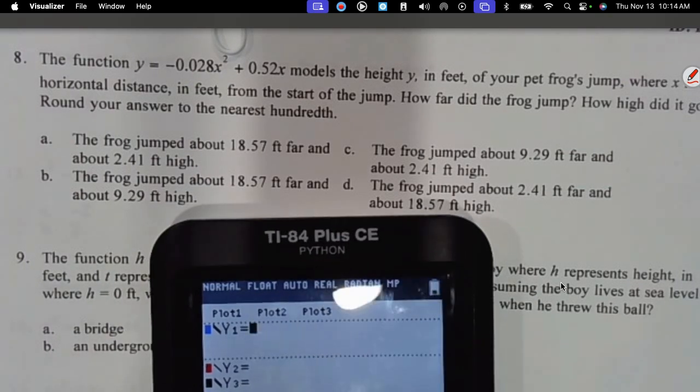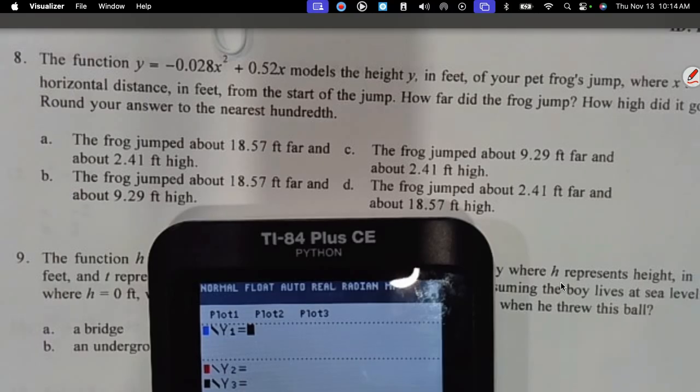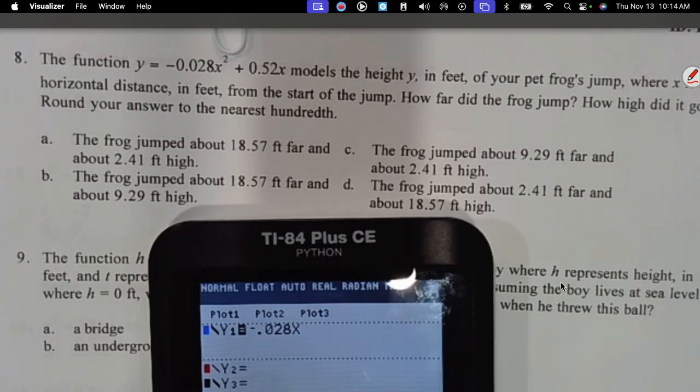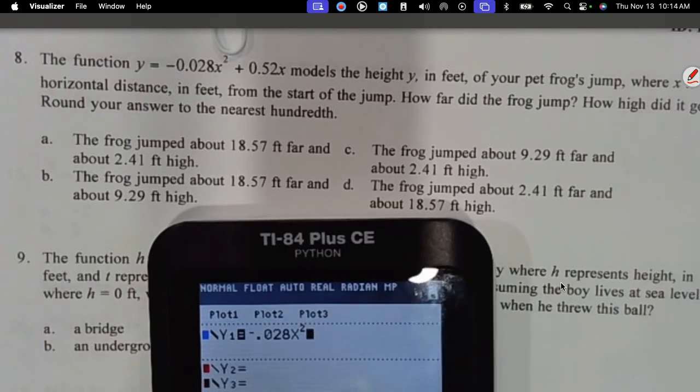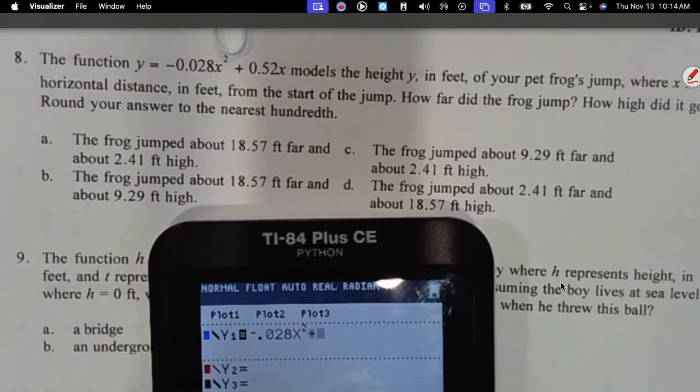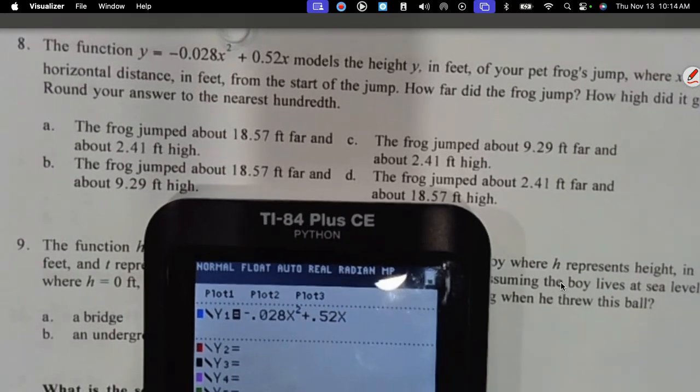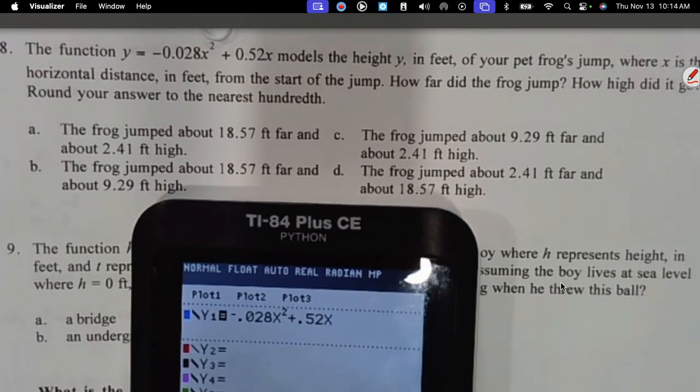Okay, so here is the graph, and we're going to graph it. And then we're going to look at things until we understand this. Negative 0.028 x squared plus 0.52x. Is everybody good so far? And then I press graph.